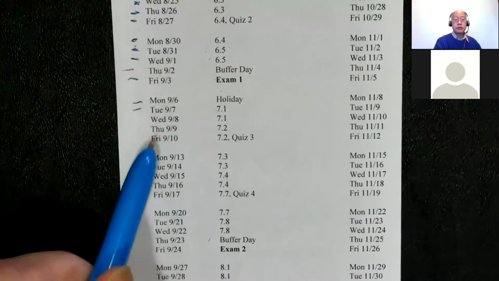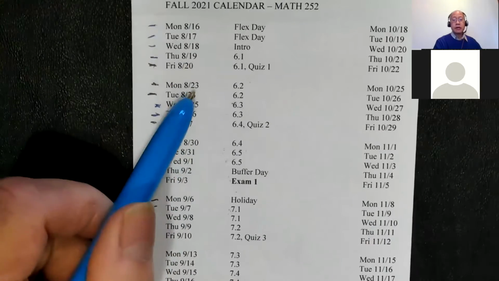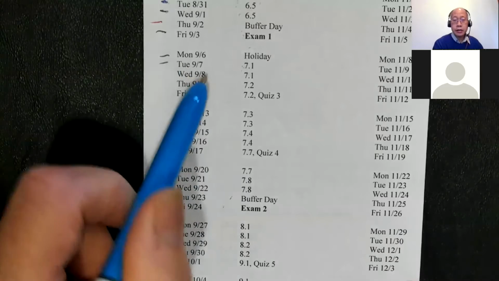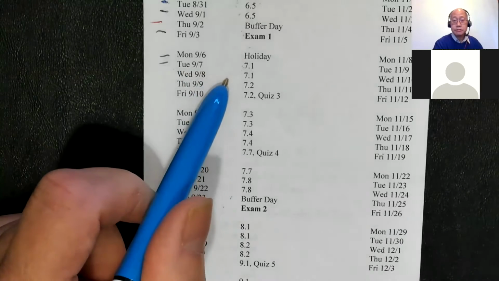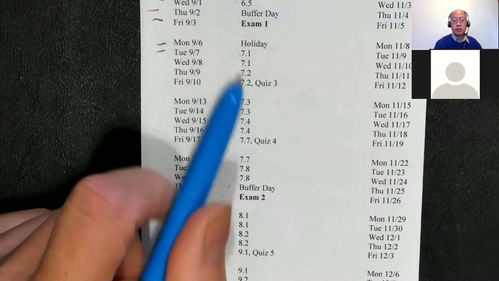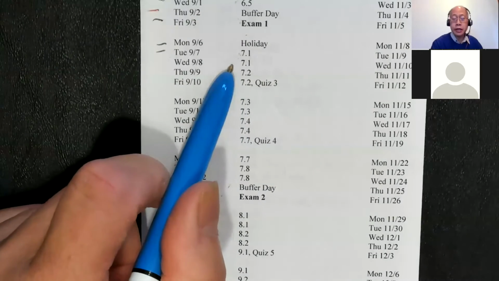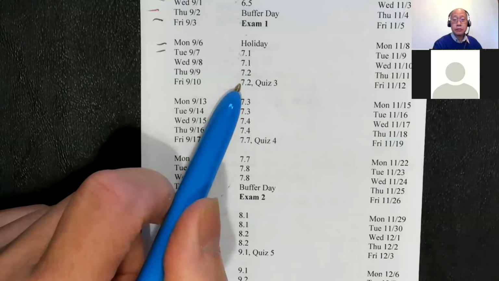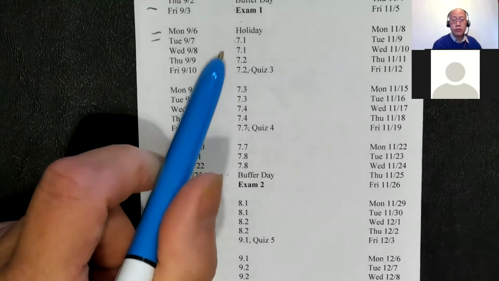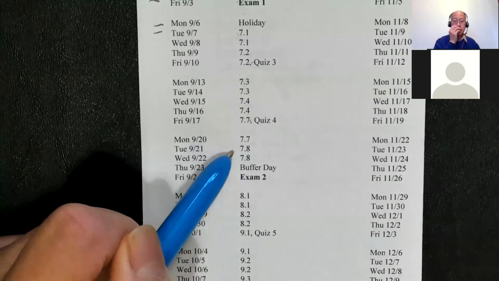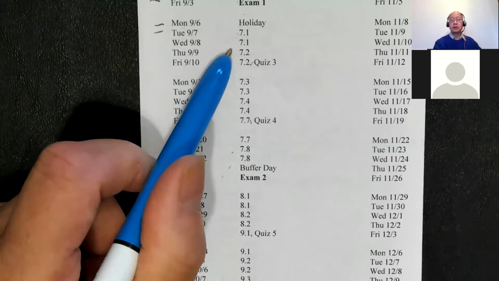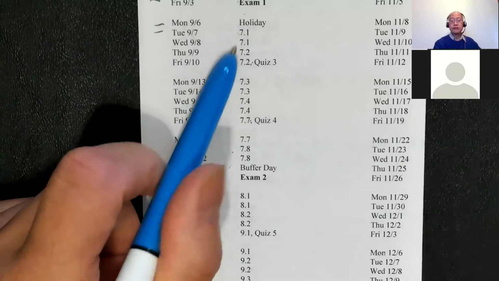Schedule-wise, we're already into 3 weeks. It looks like we're doing about 2 days per section, so 2 days for 7-1 and 2 days for 7-2. The next quiz will be on 7-1 and 7-2. Keep in mind, it's already Tuesday. Our second exam is on Friday the 24th, covering 7.1, 2, 3, 4, 7, and 8. I think we can keep up the schedule from here, so we have 7-1 and 7-2 for this week.